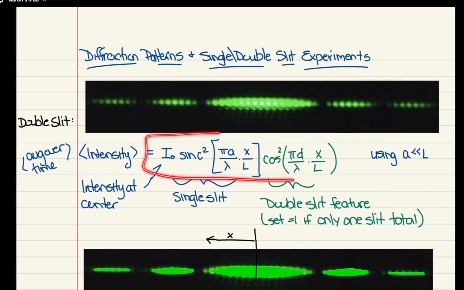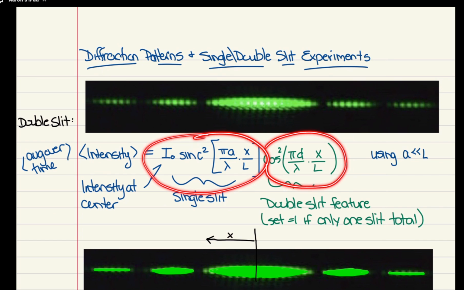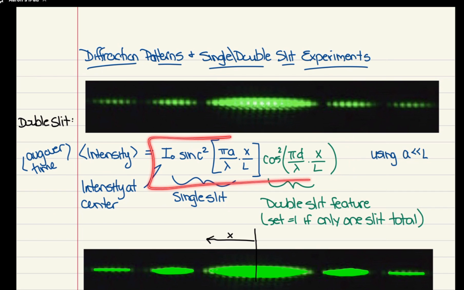And so this is a general expression if you want to understand the intensity pattern, like what is shown above and what we'll look at below. For either a single slit, or if there's a double slit, you take your single slit result and you multiply it by this additional cosine squared term. So the goal is then to understand how to use this to find interesting information.